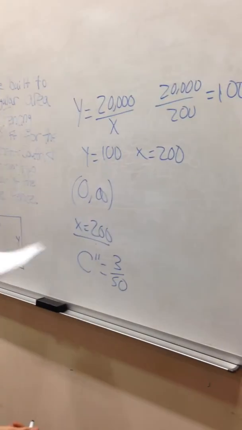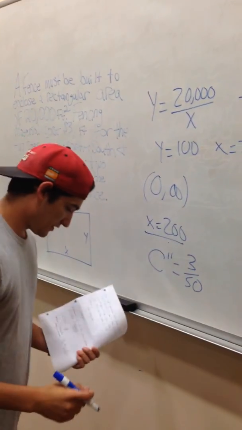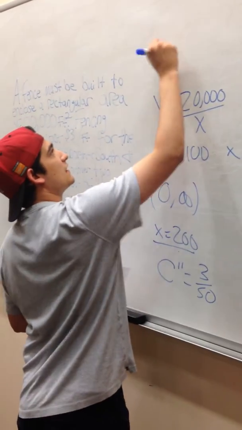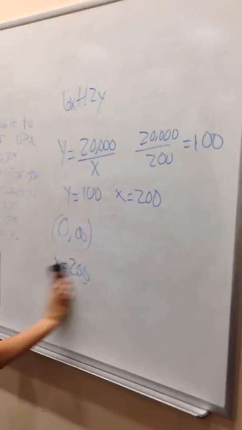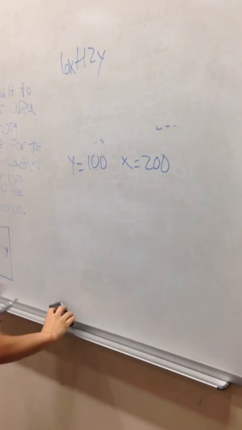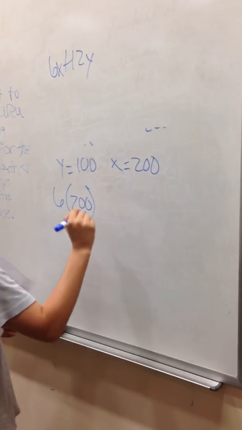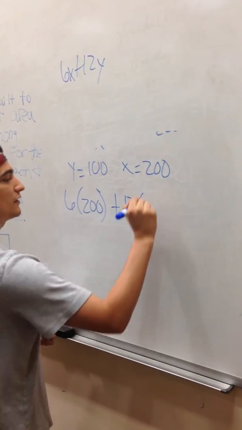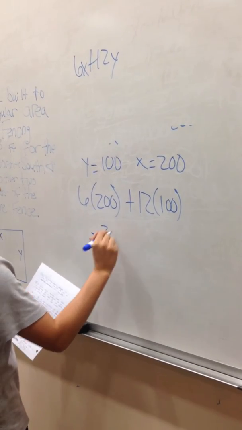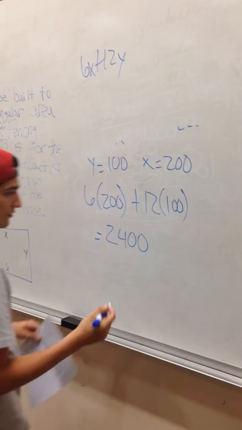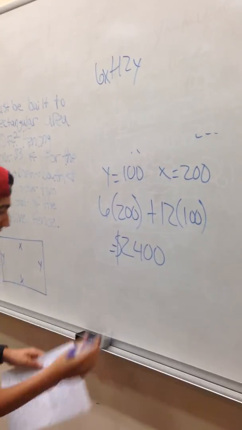We just need to determine the cost of the least expensive fence with our original equation, which is 6x plus 12y. So 6 times 200 plus 12 times 100 equals 2,400. So the cost of our least expensive fence is going to be $2,400.